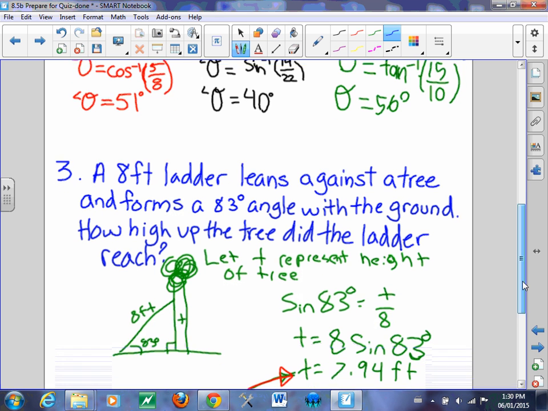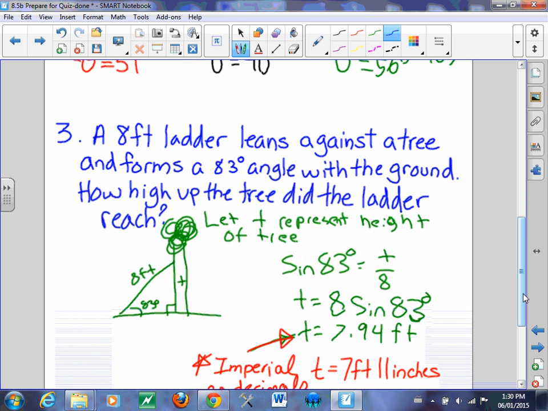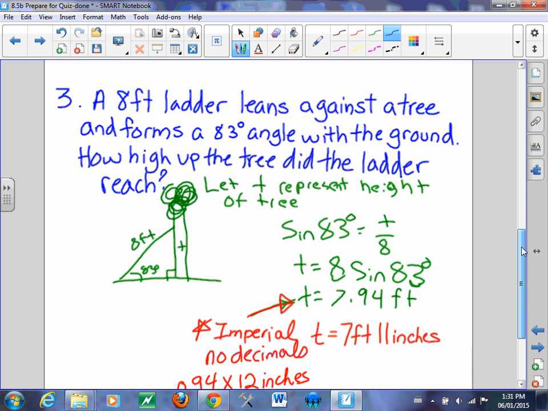All right, last question, folks, is question 3. An 8-foot ladder leans against a tree and forms an 83-degree angle with the ground. How high up the tree did the ladder reach? Okay, so this person chose to use T, you could use X, whatever you wanted to use, H. Let T represent the height of the tree. What 2 sides do we have? Opposite and hypotenuse. So we are going to use the sine ratio.